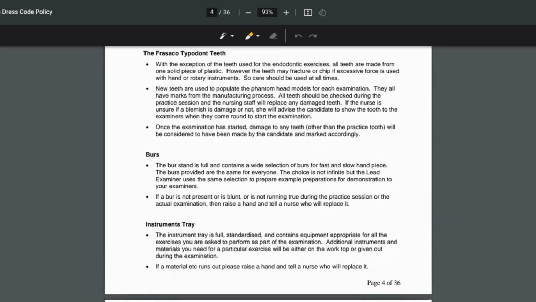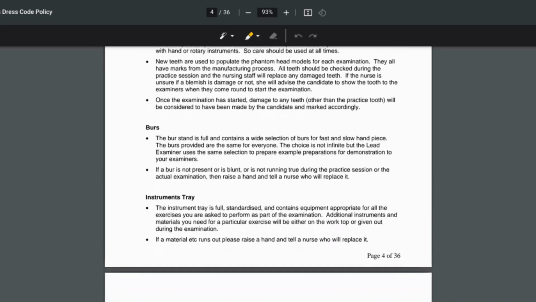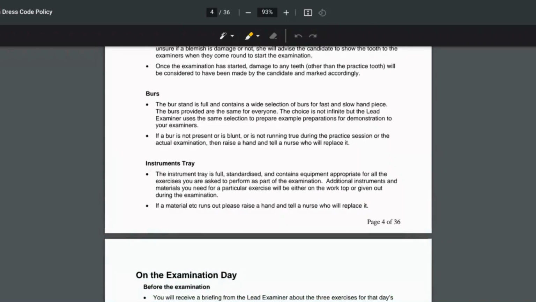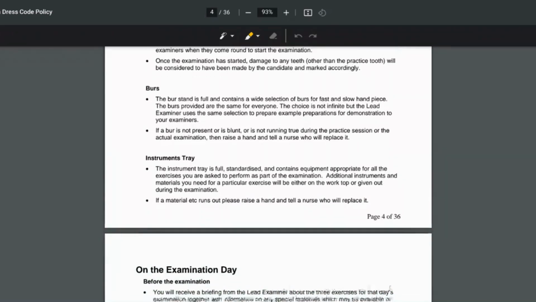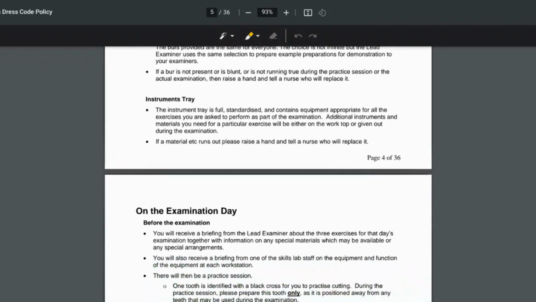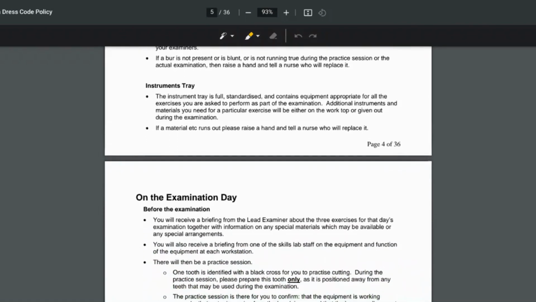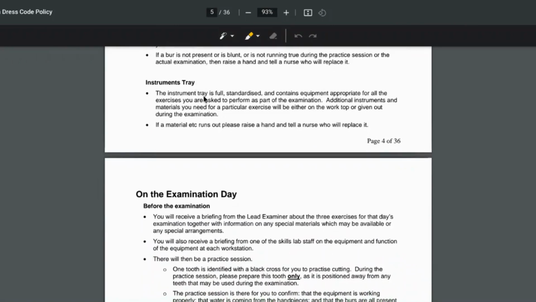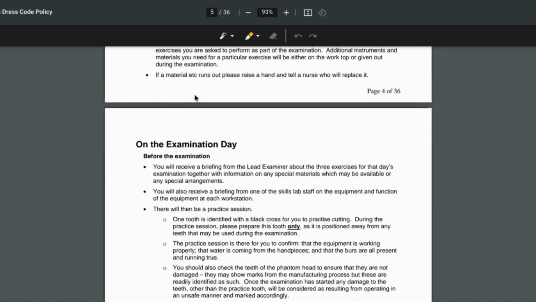Then there is the instrument tray. The tray will be full and standardized, containing equipment appropriate for all the exercises that you need. The nurses are quite helpful and quick in providing you the material. If you need something, you can always raise your hand and ask the nurse to get something else. If you think the burs are not sharp, or there is any other instrument you want to change, you can tell the nurses and they are there to help you.